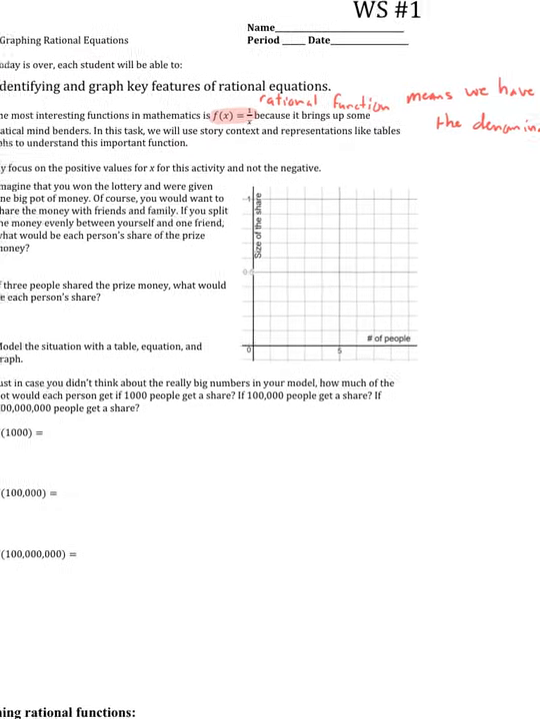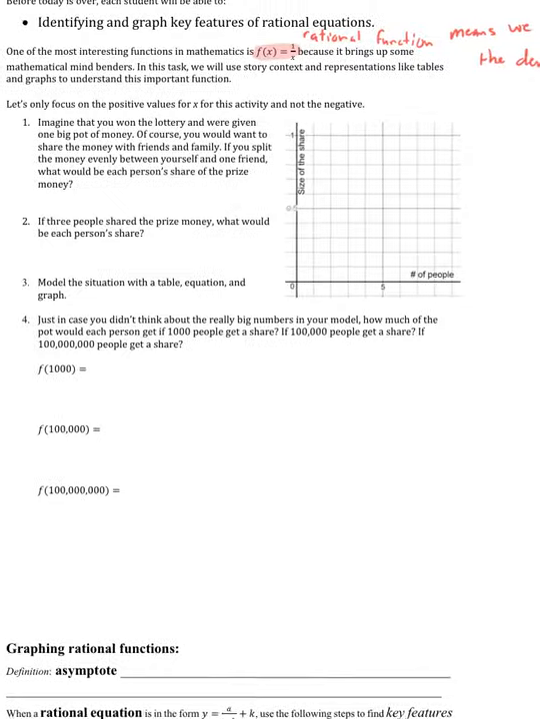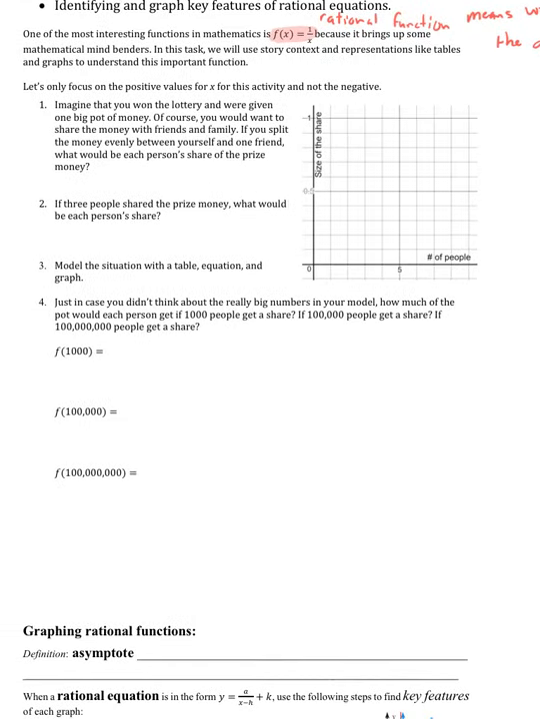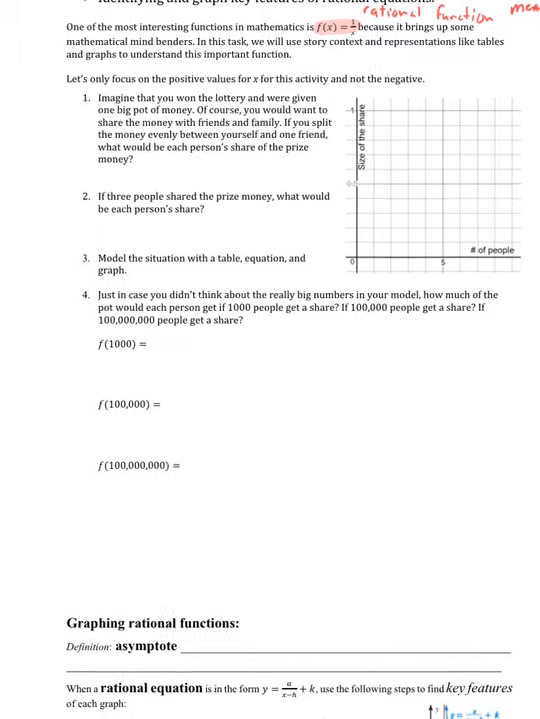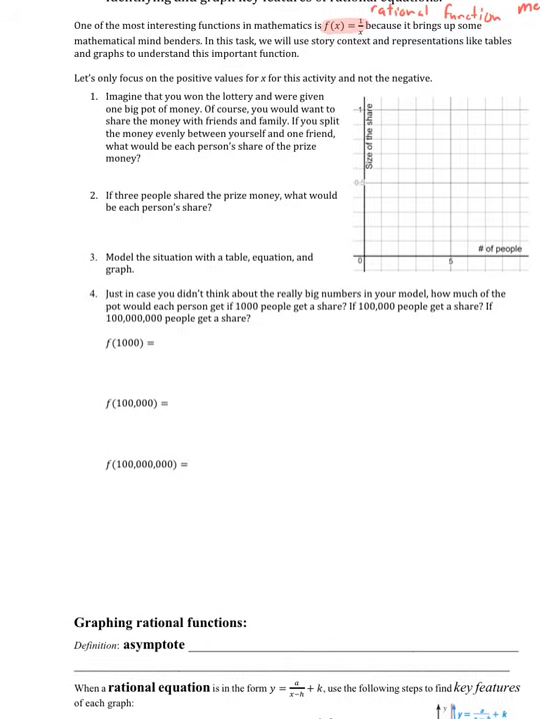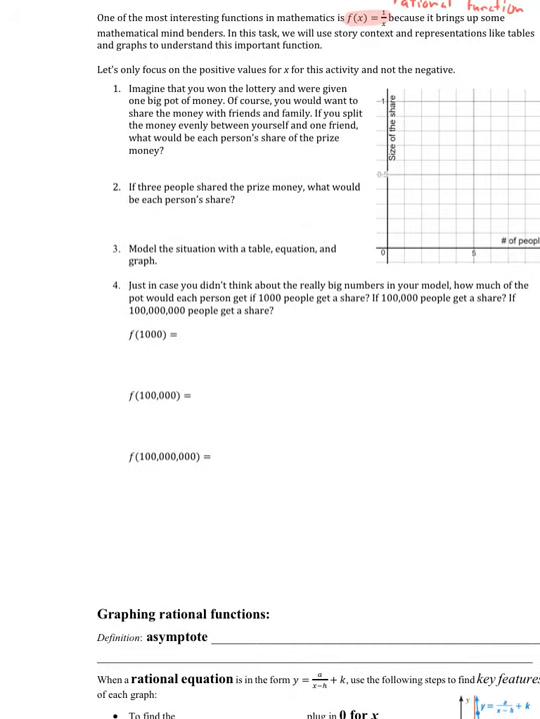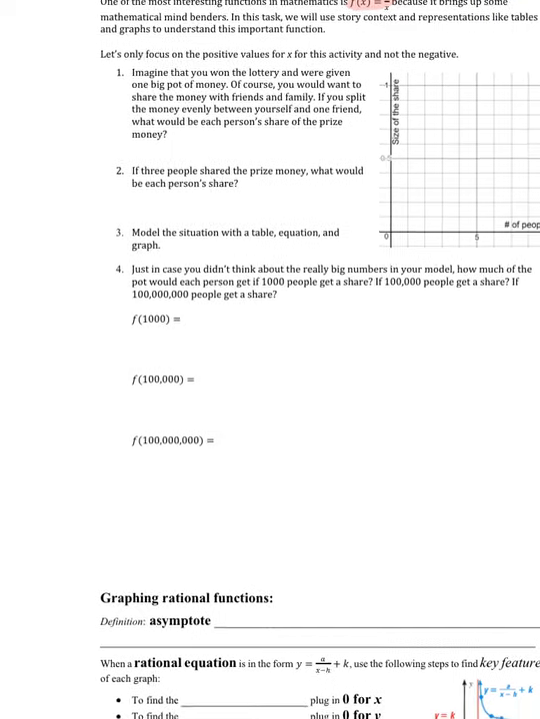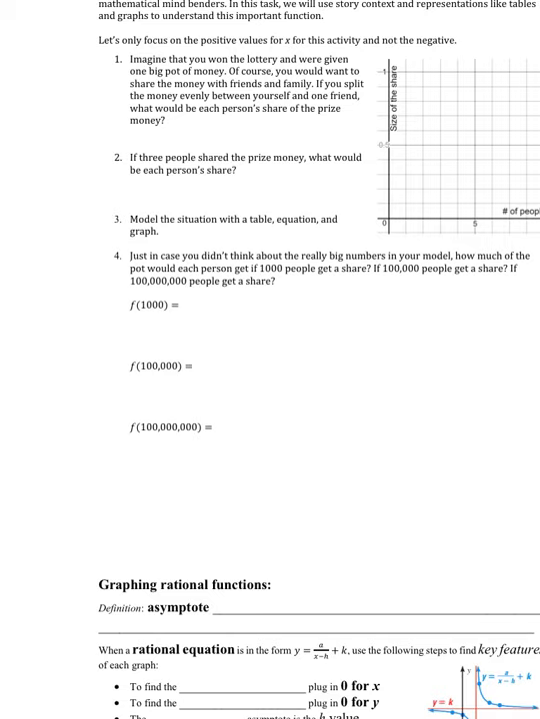All right, this first example here, using this 1 over x, it says, let's only focus on positive values for x for this activity and not negative. Imagine that you won the lottery and were given one big pot of money. Of course, you would want to share the money with friends and family. If you split the money evenly between yourself and one friend, what would be each person's share of the prize money? If 3 people shared the prize money, what would be each person's share?